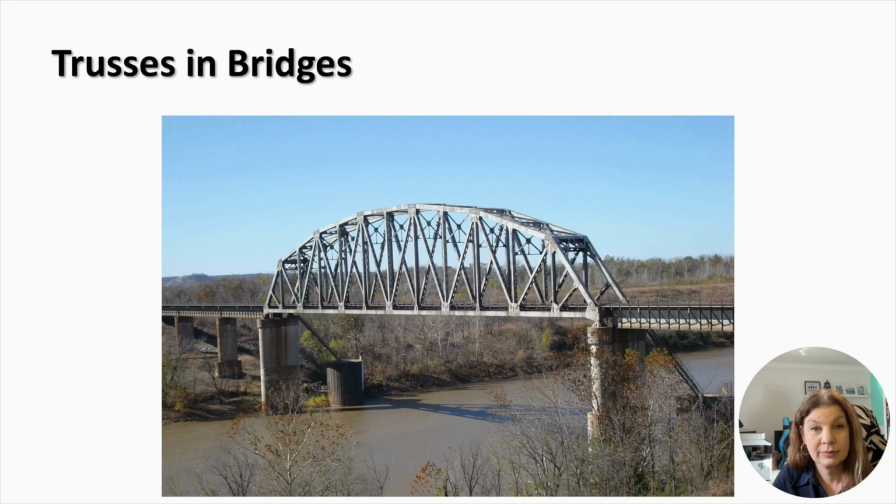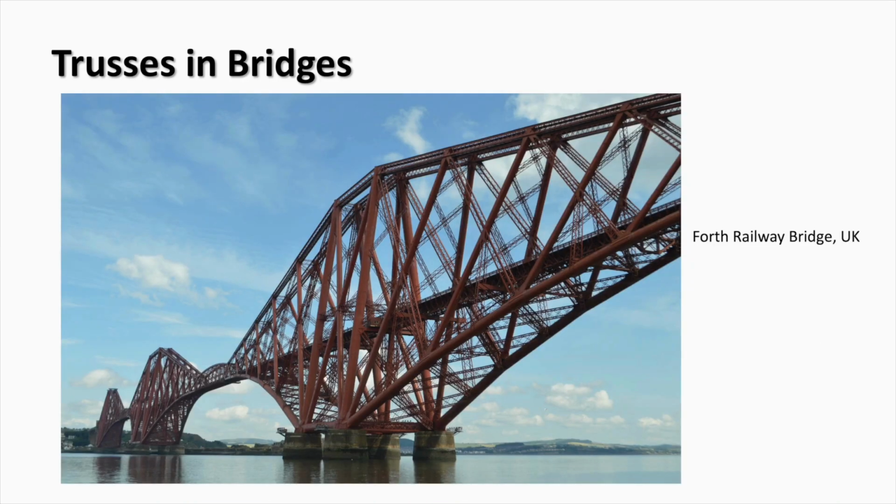The Forth Railway Bridge in Scotland, built in 1890, features a massive cantilever truss structure designed to withstand strong winds and heavy rail traffic. Its interconnected triangular framework provides exceptional strength and stability, making it one of the most iconic and enduring engineering marvels of the 19th century. This is an example of a pony truss because the deck in this bridge passes in the middle of the truss.